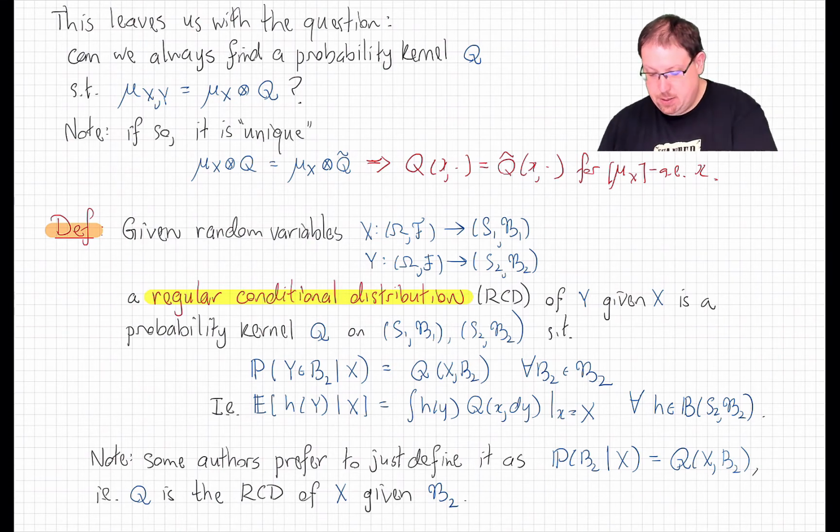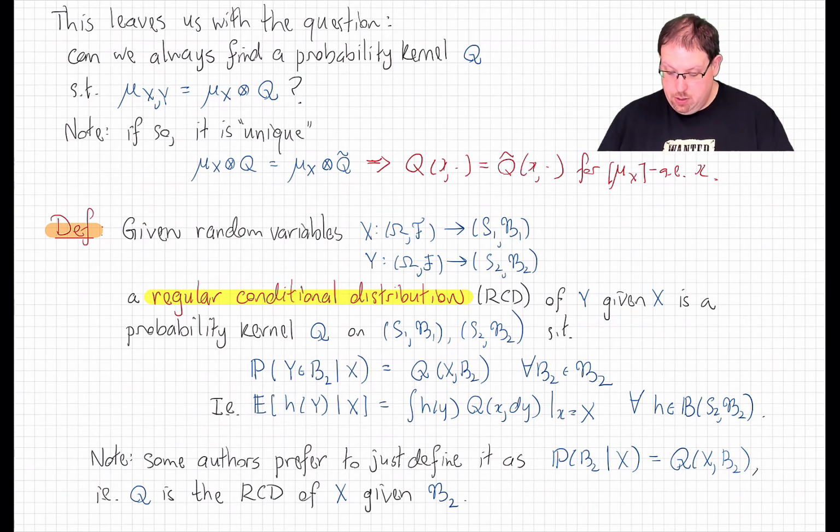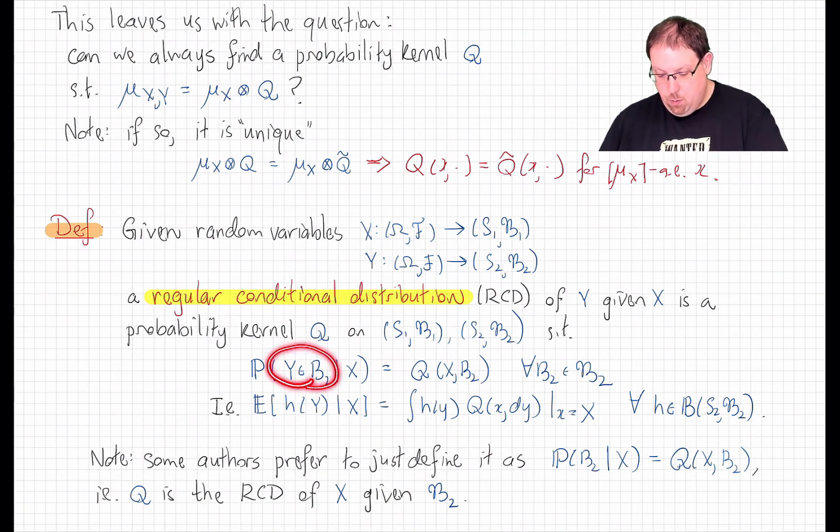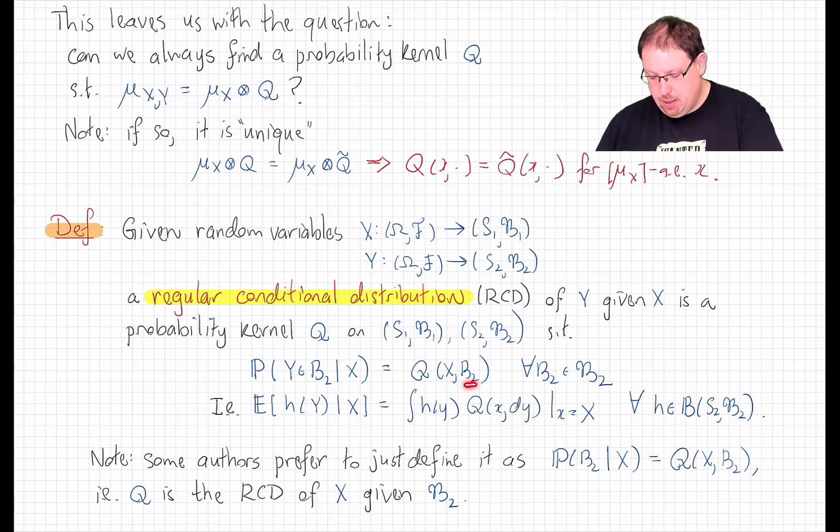We have a base probability space, and we have two random variables X and Y on that probability space taking values in state spaces. A regular conditional distribution for Y given X is a probability kernel over that pair of state spaces with the property that the conditional probability that Y is in a set B2 given X can always be calculated as that kernel Q at X and B2. Remember, a kernel is a function in the first variable, a measure in the second.